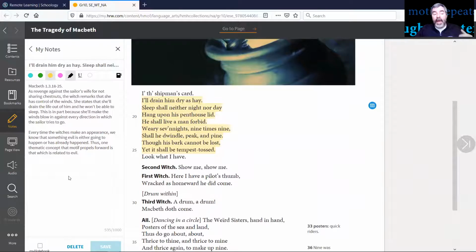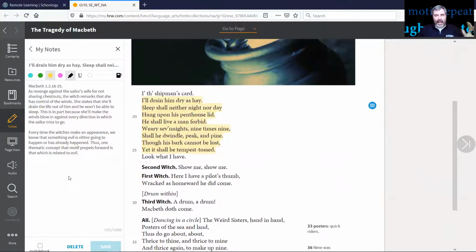So we're talking about Act 1, Scene 3, lines about 18 to 25. After the sailor's wife says no, the witch becomes very angry, and she casts a spell. In essence, she talks about controlling the winds that the sailor, meaning the husband of this woman, needs while he's sailing. And she's going to make all the winds go against him.